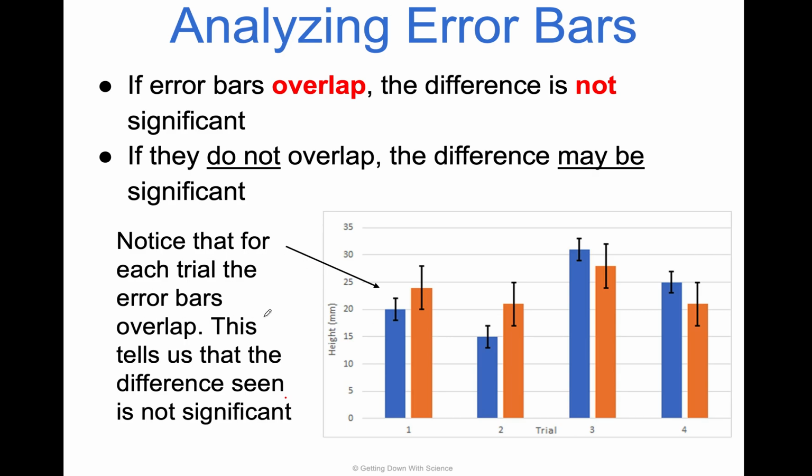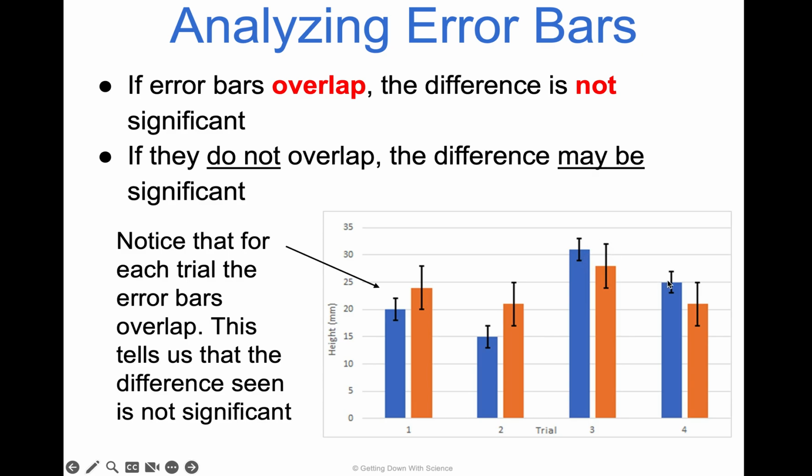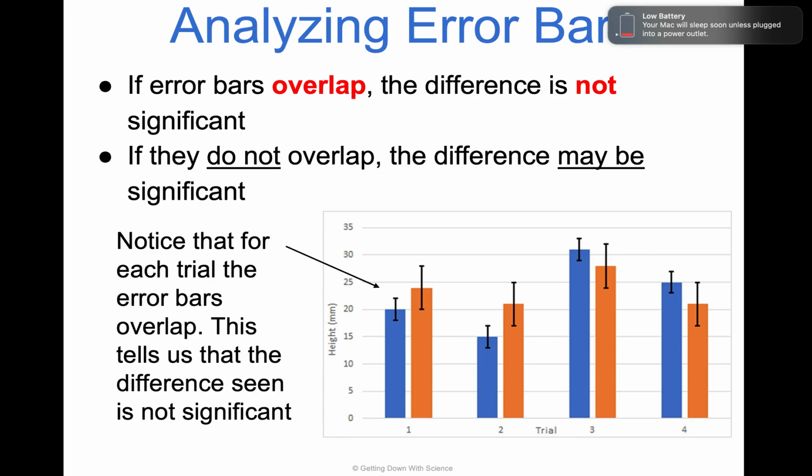Notice that for each trial, the error bars overlap. This tells us that the difference seen is not significant. See how they overlap, 1 and 2? They overlap right here. These ones don't overlap. Sorry, I keep going. These definitely overlap. These ones overlap as well. So the difference seen is not significant, meaning the difference that we see in this data is due to our independent variable and not some outside force. Great. Cool. Pause here to take notes.